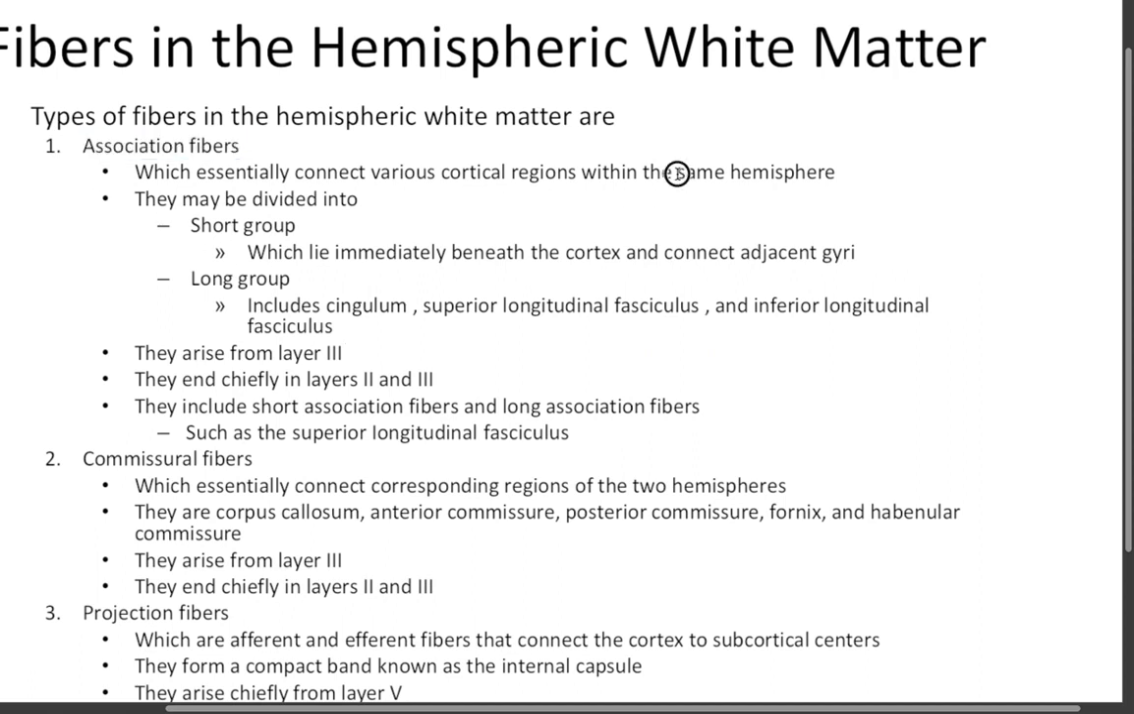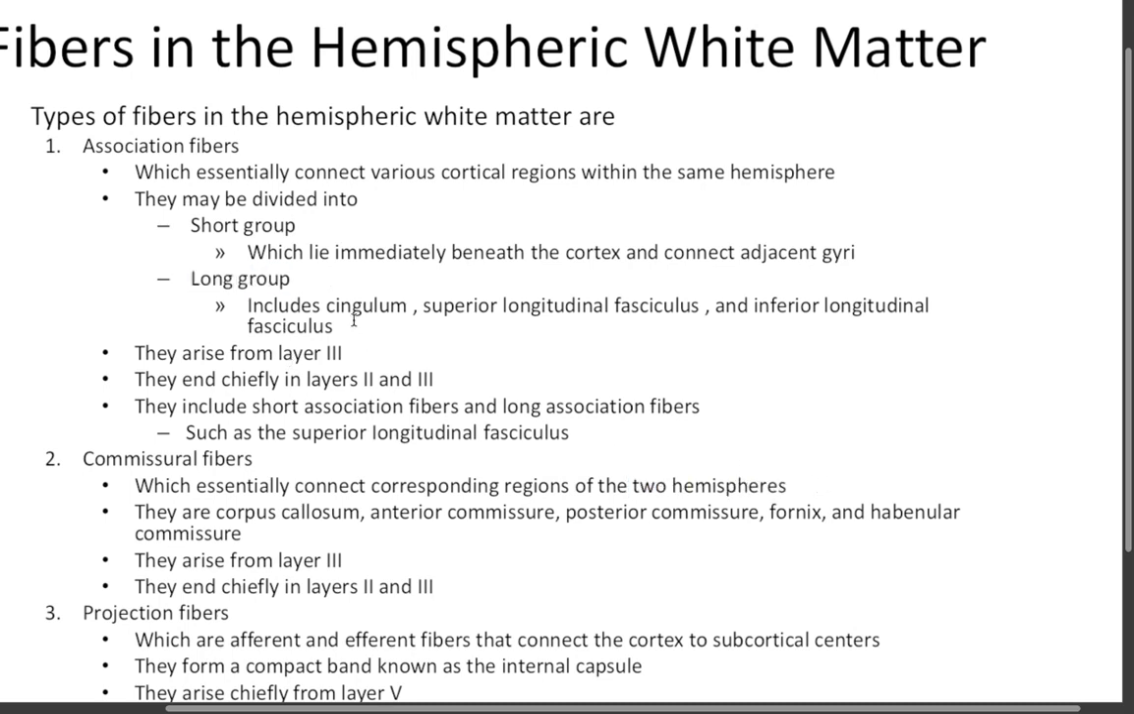Why? Because they connect structures or cortical regions, meaning in the cortex. Okay, we know that they are in the white matter, but they connect various cortical regions. So they have a form of overlapping between the cortex and the white matter. They are in the white matter, but they connect cortical regions within the same hemisphere. The same hemisphere is very important, okay, because commissural fibers are between 2 different hemispheres.